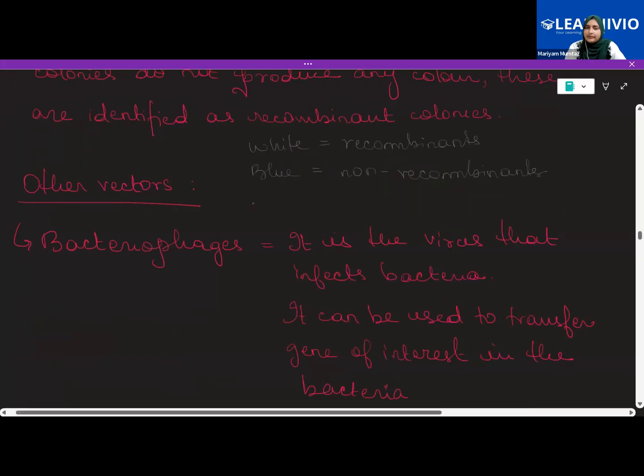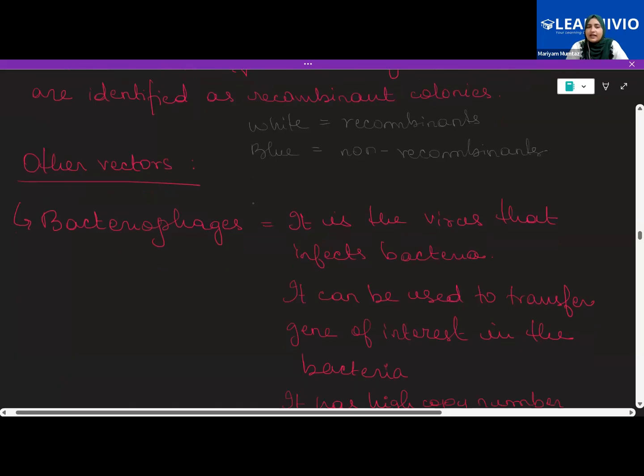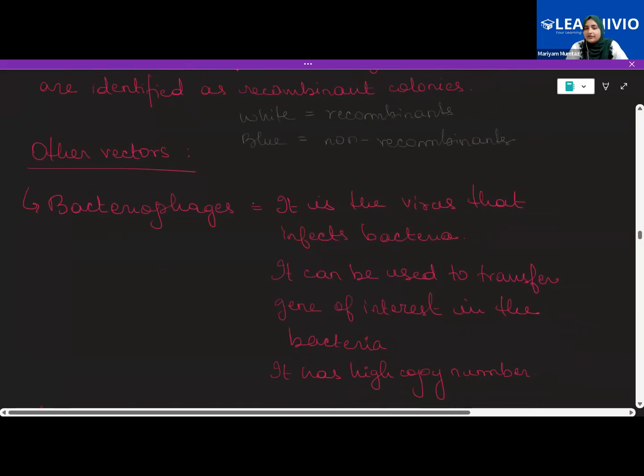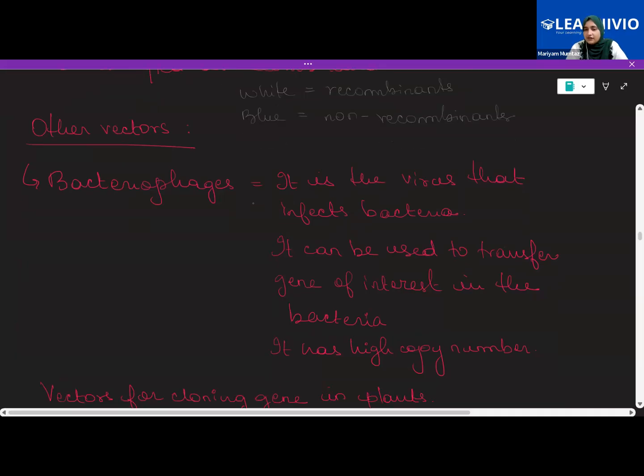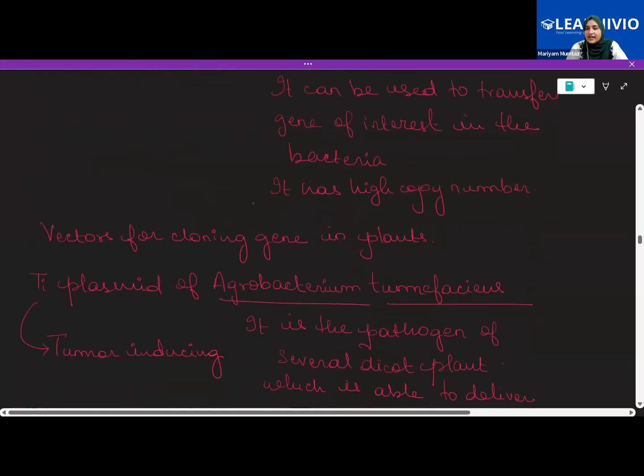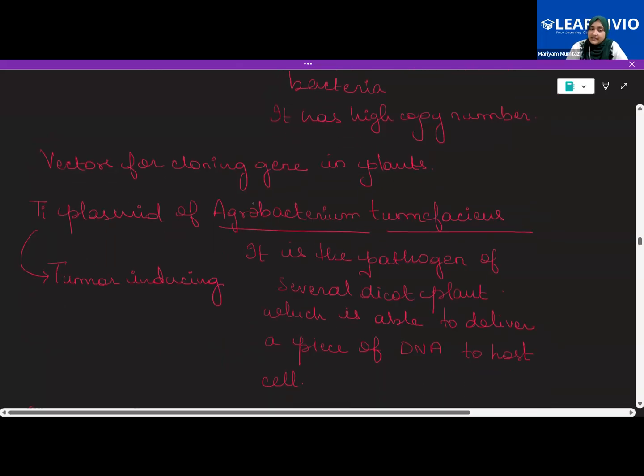Other vectors like plasmid is one of the most widely used vector. Other than that, there are bacteriophages, like the viruses that eat bacteria. They are also used to deliver the gene of interest, because it has a very high copy number. Then in the case of plants, specifically, there is TI plasmid.